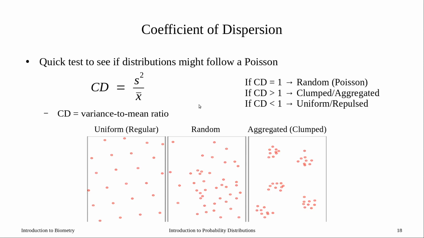If our variance exceeds our mean, then we're clumped or aggregated. Well, why is that? Well, if we were to calculate the distance between each point and its neighbors, you will see we have a bunch of really small distances because we have groupings, and then we have a bunch of distances that are very large. So the variance ends up exceeding the average distance, leading to a coefficient of dispersion greater than 1.